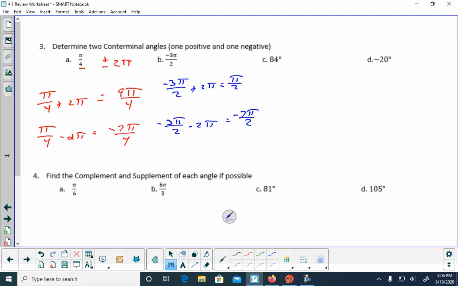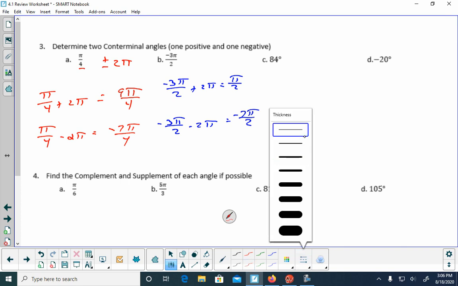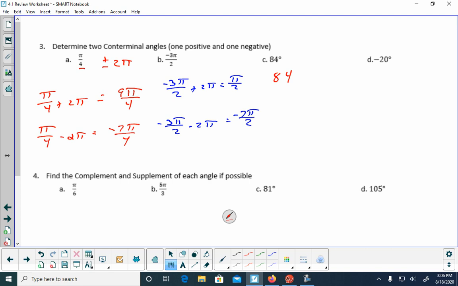Just by adding and subtracting 2 pi, I get one positive and one negative. 84 degrees, now I'm in degrees, which means I am going to use 360 instead of 2 pi. So I'm going to take 84 plus 360, and these are both degrees. When I do that, I get 444 degrees. And then I'm going to take 84 degrees and subtract 360. When I do that, I get negative 276 degrees. Again, I ended up with one positive, one negative.